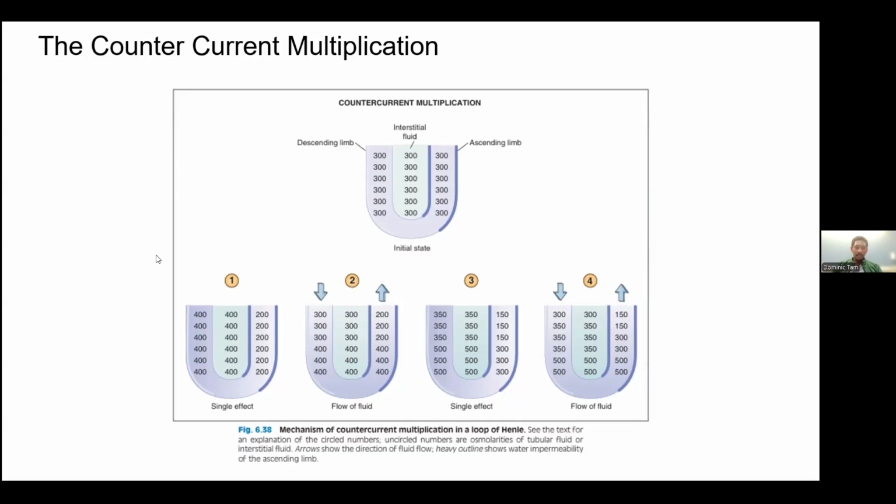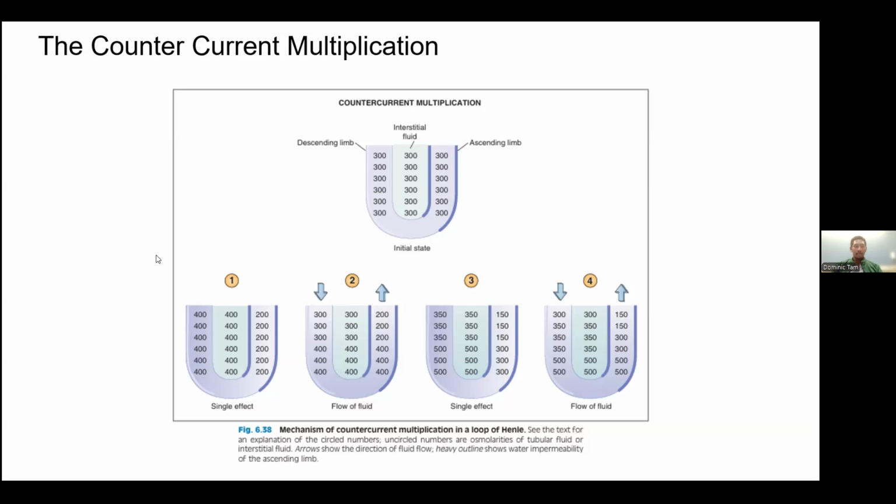So, in our initial step, the loop of Henle and the surrounding interstitial fluid have no corticopapillary osmotic gradient. And that is highlighted by the first diagram, labeled initial state, with the 300s in it, and there's only 300s in it. All right. So next we move to one.